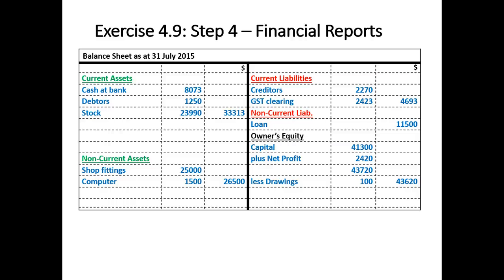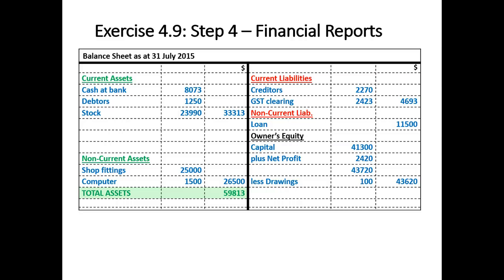What we need to do is total each side though. So we'll total the asset side, getting the current assets and non-current assets for a total of 59,813. But we also need to total our equity side of the balance sheet. So remember, the equity side is the current liabilities, non-current liabilities, and owner's equity. So we add up the three numbers in the right-hand column.